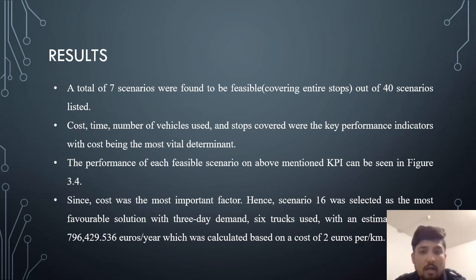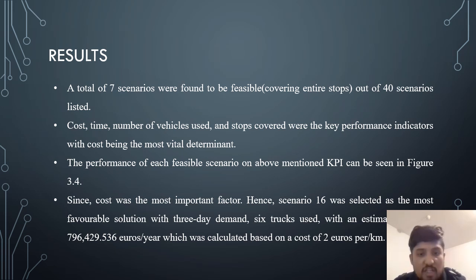So next we discuss the results. Out of all the 40 scenarios, a total of 7 scenarios were found to be feasible. That is the feasibility test: it was determined whether we can cover all the stops within the given time and using the required number of trucks available. The cost, time, number of vehicles used, and stops covered are the key performance indicators, with the cost being the most vital determinant.